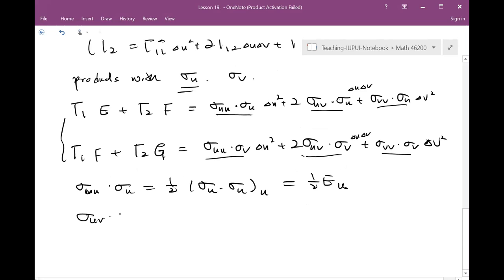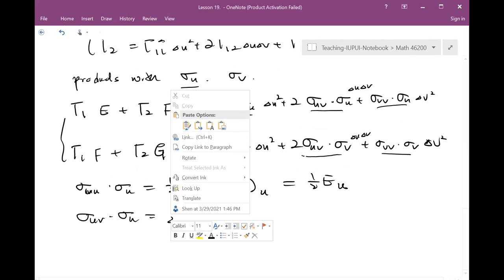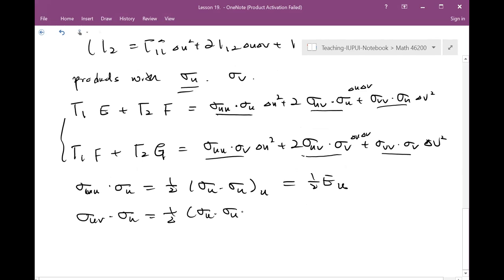And sigma UV dot sigma U, that will be half of the derivative of sigma U dot sigma U with respect to V. So this will be, I think, half of EV, right? Yes. How about the last one?